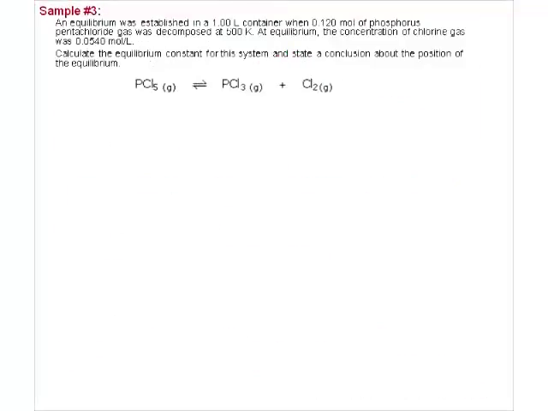There we go. Okay, here's another particular type of problem. In this one here it says an equilibrium was established in a 1 liter container again. 0.12 moles of phosphorus pentachloride was decomposed at 500 kelvins. At equilibrium, the concentration of chlorine gas was 0.0540. We want to calculate the equilibrium constant and state a conclusion. So that's what we've been doing all along.